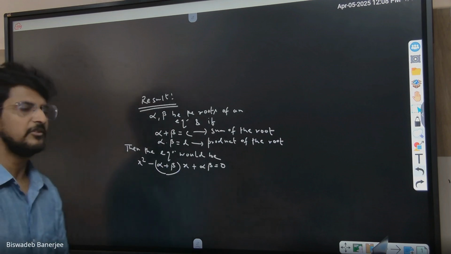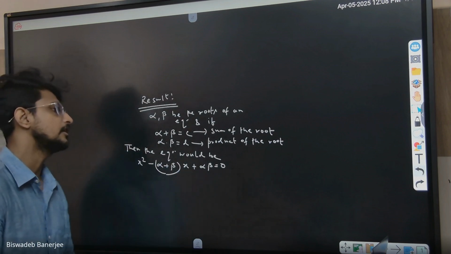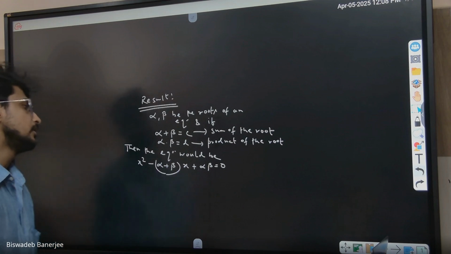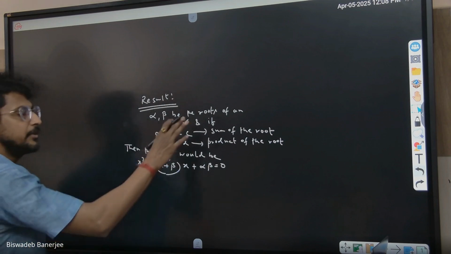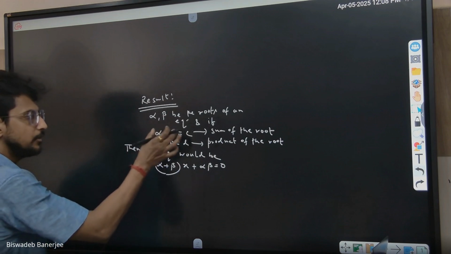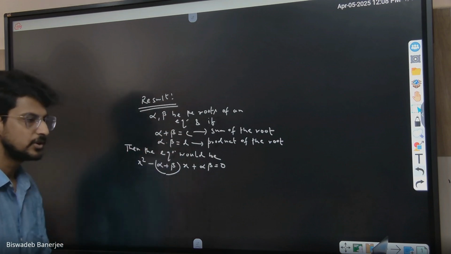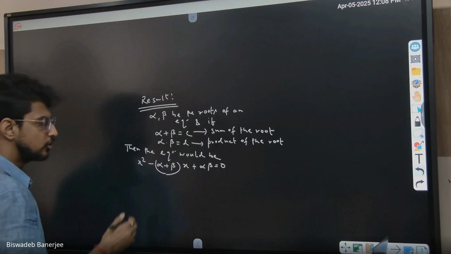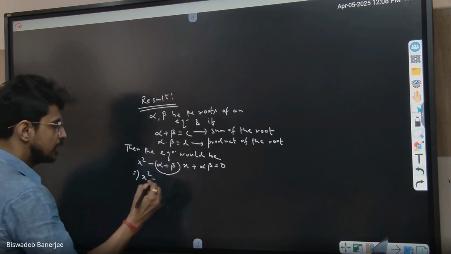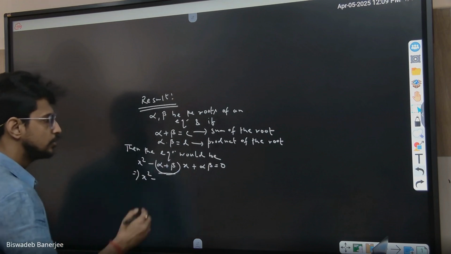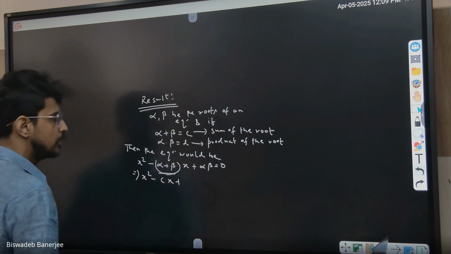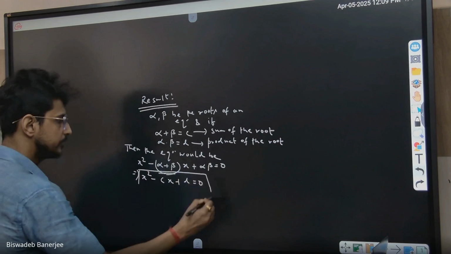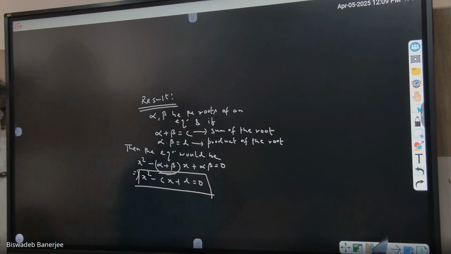Cardan's method is a very important method, but before solving an equation by Cardan's method, we have to know this result. If alpha, beta are the roots of an equation, so that the sum of the roots is c and the product of the roots is d, then the equation would be x square minus sum of the roots into x plus product of the roots equal to 0. That is, x square minus c x plus d is equal to 0. So it's a very important equation.